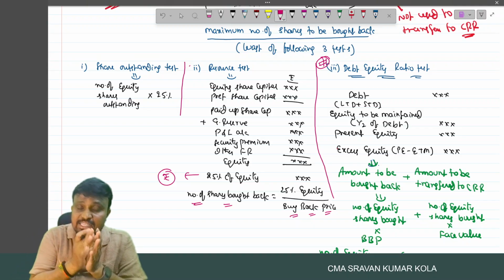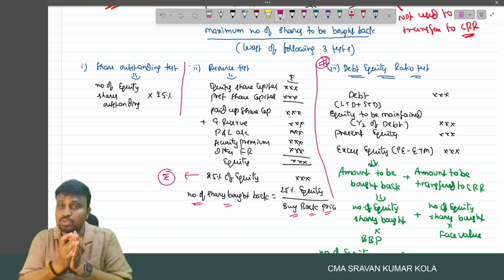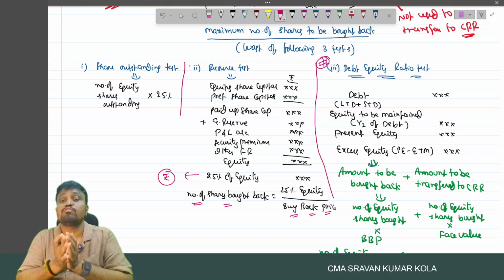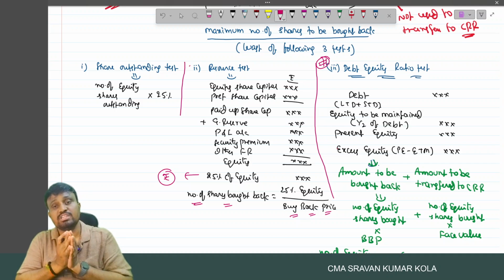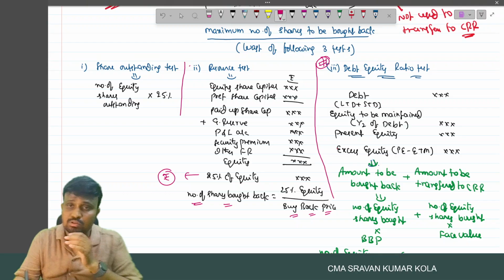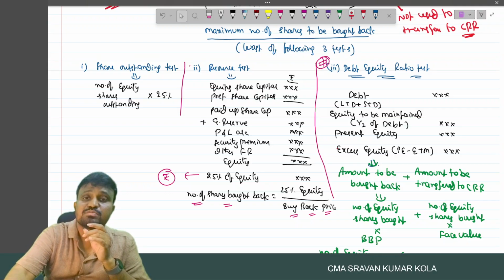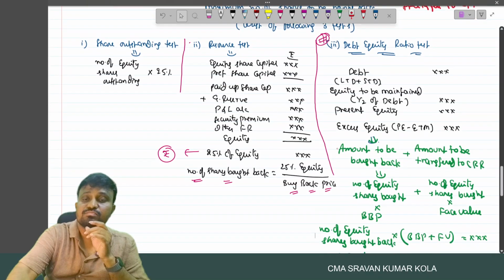So here, if the debt is 2, then equity should be half of the debt. Minimum half of the debt should be the equity. So in this case, how do we compute the maximum number of shares bought back? So here I provided.